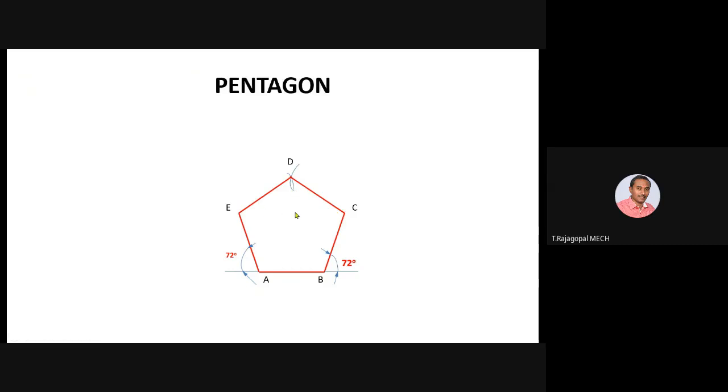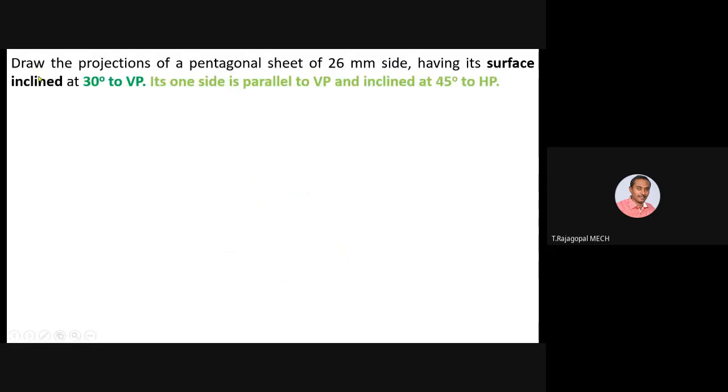Okay. So what about corner? A is one corner. So in a pentagon, you can get five corners: A, B, C, D, E are corners. Okay. With this, we can enter into the change of position method problem, in which the surface is inclined to both the planes. Okay. Now you can see clearly. Draw the projections of a pentagonal sheet of 26 mm side having its surface inclined at 30 degrees to VP. One side is parallel to VP, inclined at 45 degrees to HP.